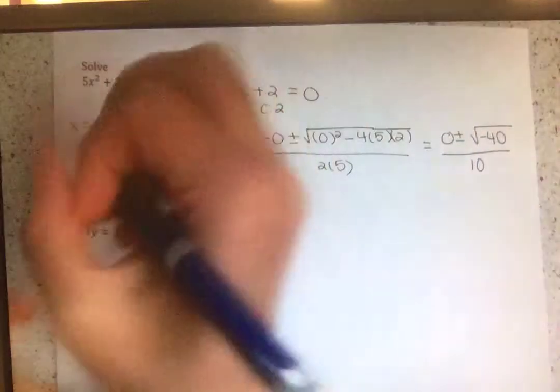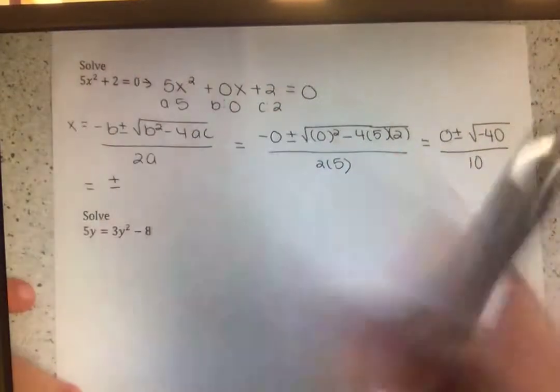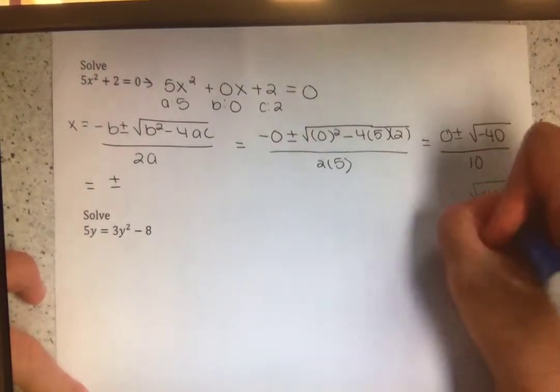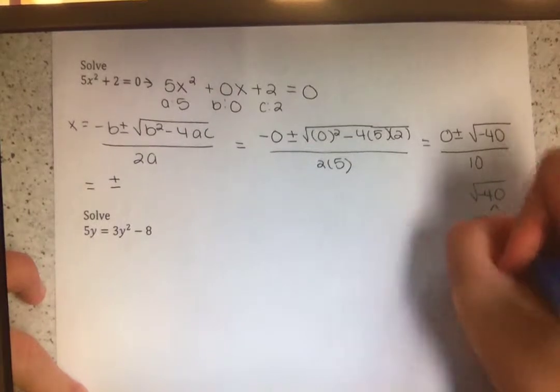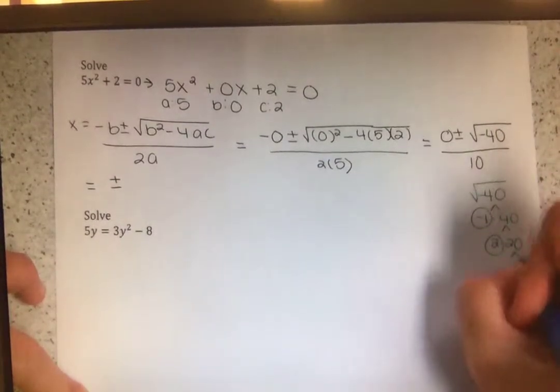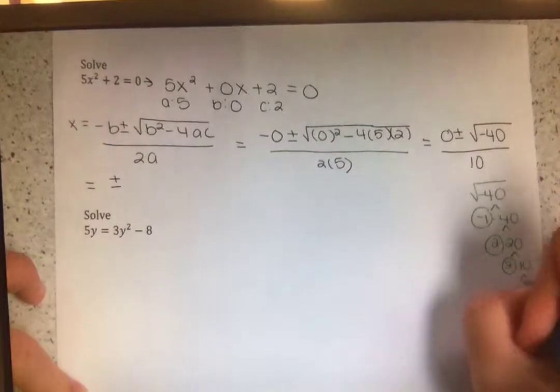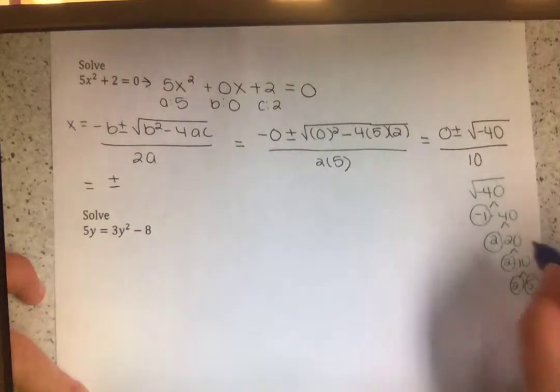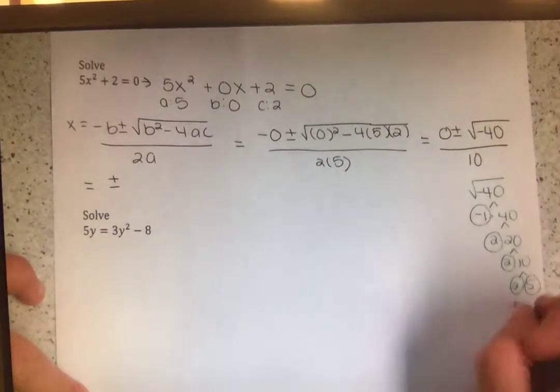0 plus or minus anything, we don't have to write that 0, so we know it's going to be plus or minus the square root of negative 40. So let's try to simplify this. We know it's negative 1 times 40. 40 is 2 times 20. 20 is 2 times 10. 10 is 2 times 5. So we know that this negative 1 is going to come out as an i.